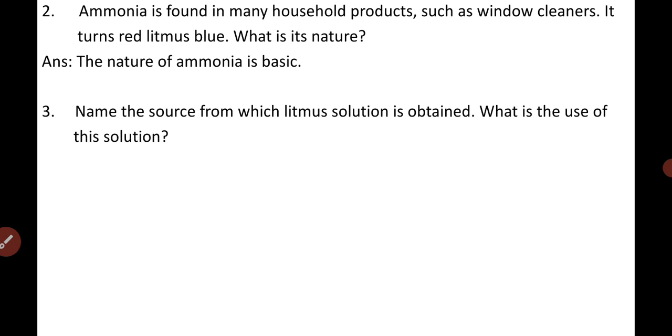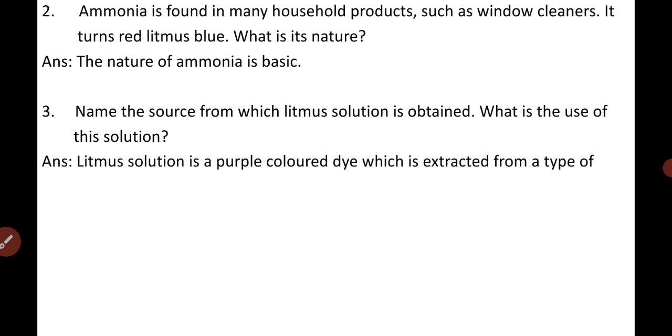Next question: name the source from which litmus solution is obtained. What is the use of this solution? The answer is: litmus solution is a purple colored dye which is extracted from a type of plant called lichen. Litmus is obtained from lichen.